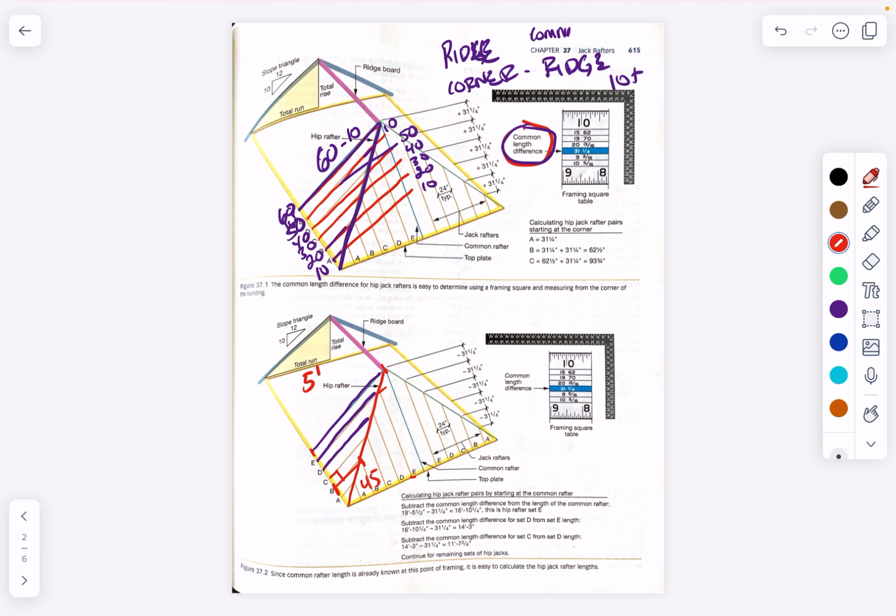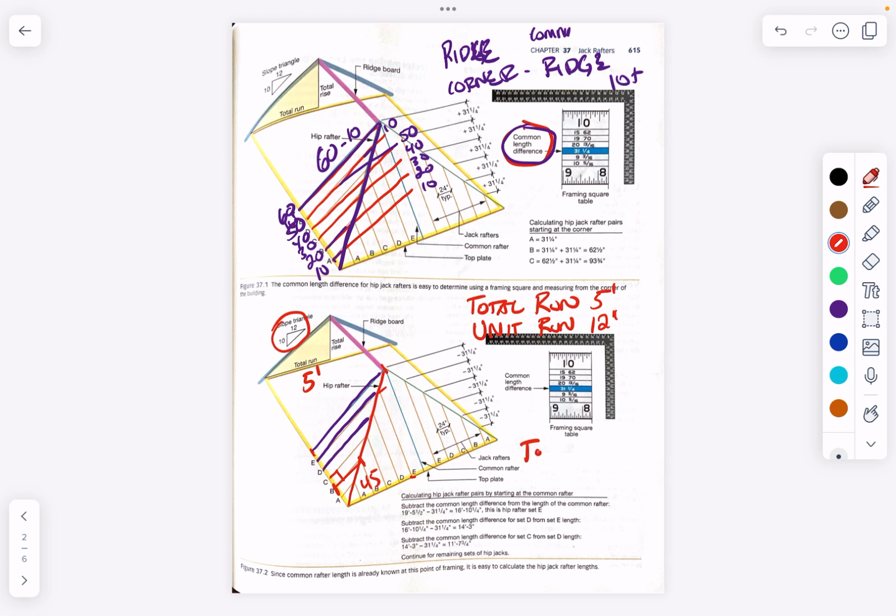Okay? Then we are dealing with a 10 and 12 pitch. So what we need to do is we have what's called the total run, which we just stated is 5 feet. Okay? And then we have our unit run, which is 12 inches.